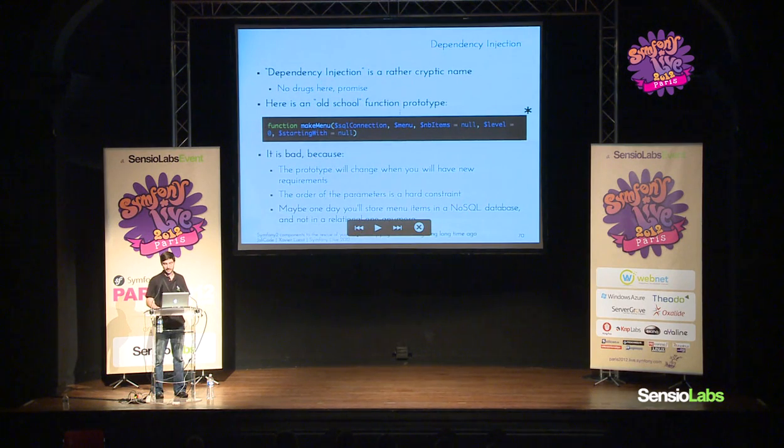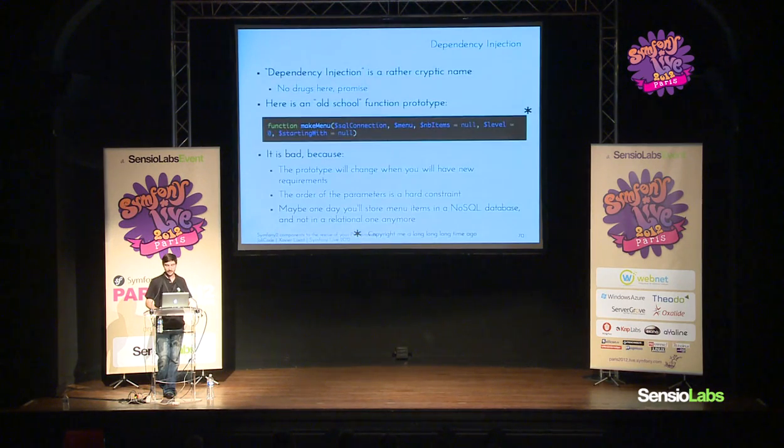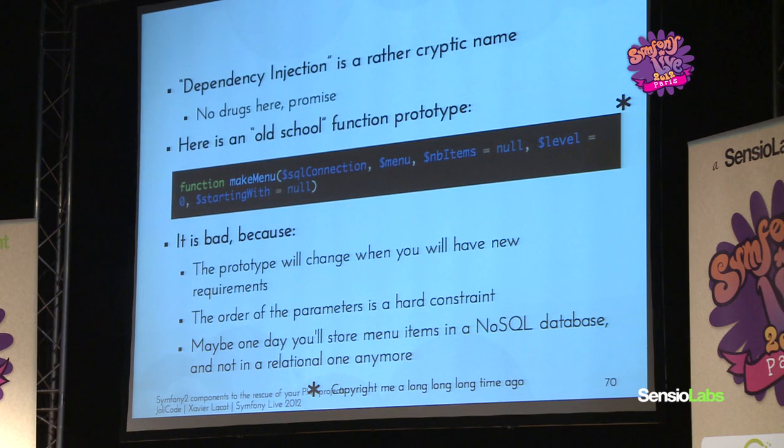The order of the parameters also is a very strong constraint. What happens if in the new version of make menu you are required to pass a new parameter? Will you add it to the end? And then with PHP you will be forced to write all the parameters when you also want to pass the last parameter. So this will be a big problem. Sorry, I already said it, but this was the way to do it 10 years ago. There was no other solution.